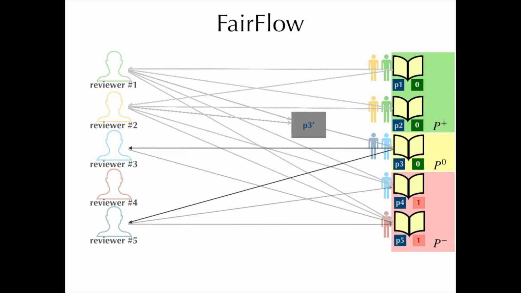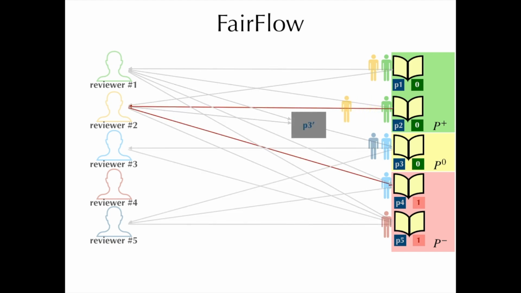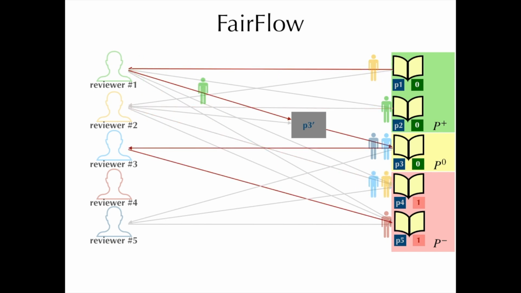While FAIRflow has weaker theoretical guarantees than FAIRer, in experiments with real conference data, FAIRflow achieves competitive treatment of the worst-off paper when compared to other fair matching algorithms.